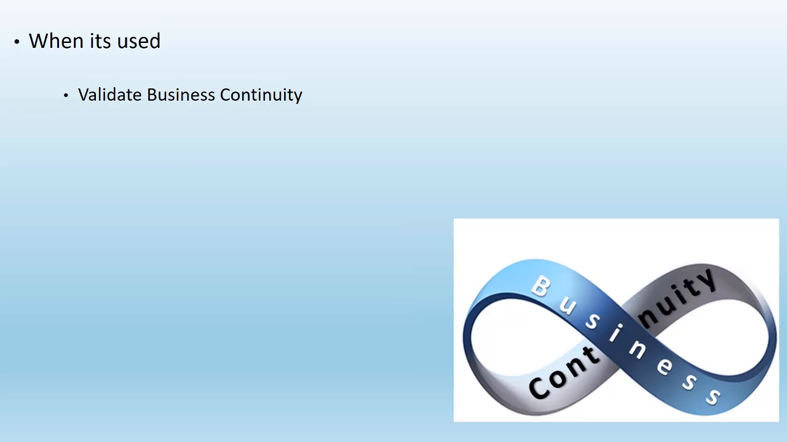It's also used to validate business continuity. In the event an outage happens, is the business able to continue? Business continuity can be quite different for different applications. There could be some systems that need to be up within a few hours, whereas others can afford to be down for a few days. So the deployment diagram helps to validate the business continuity of the application.